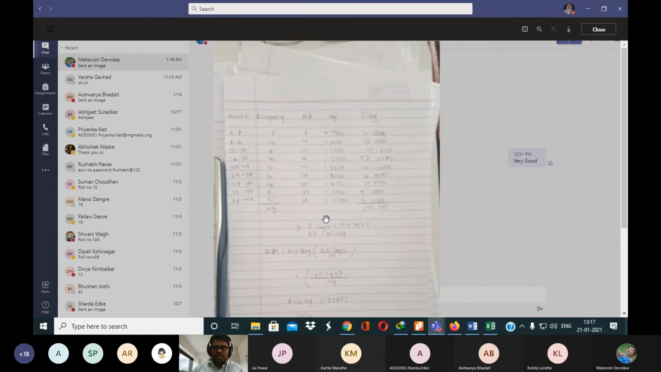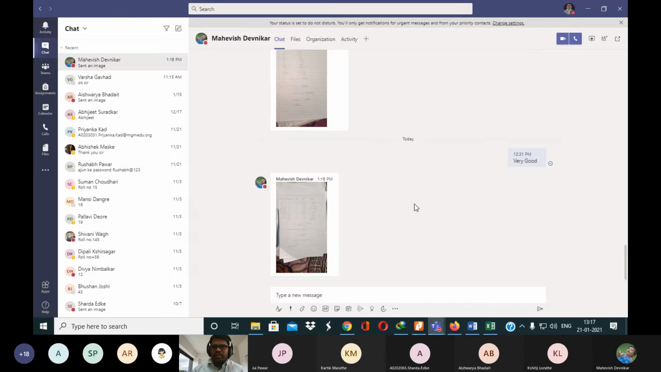Okay, likewise, but it is very blurred. It is not seen properly. Anyway, very good, Mahavish. We will try to solve it. Simultaneously, other students will also try to calculate the geometric mean.